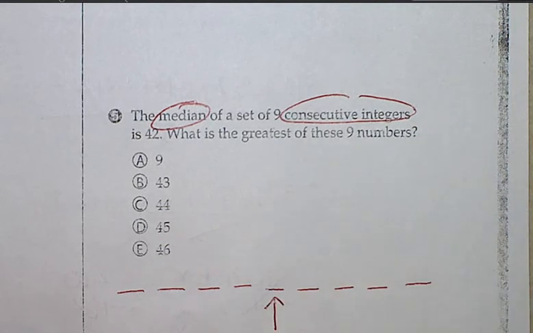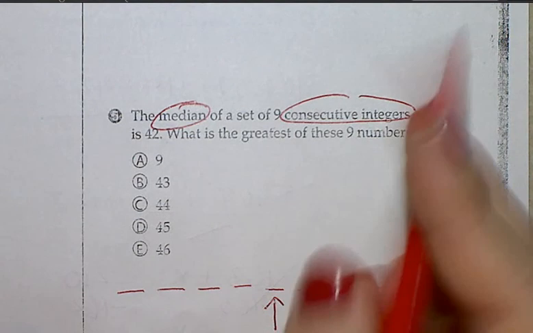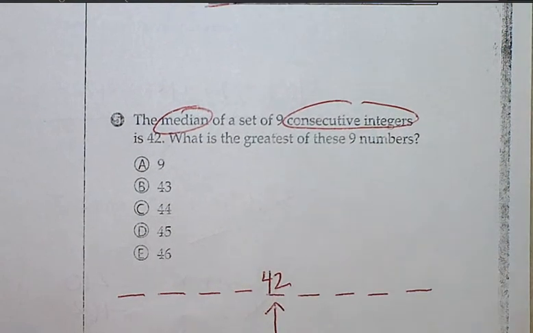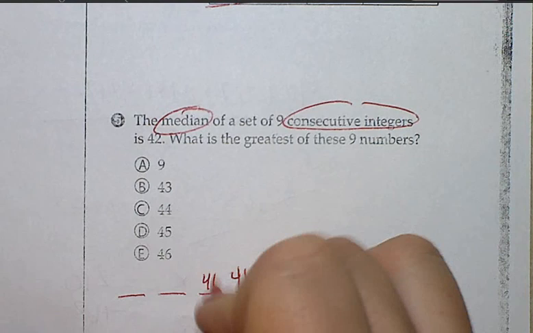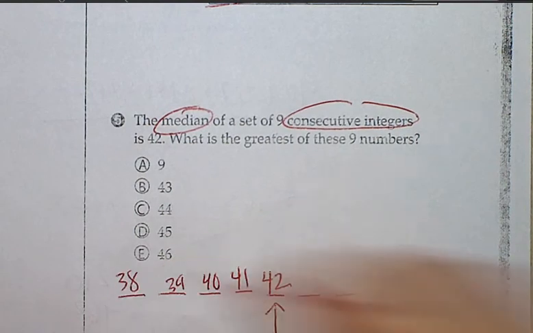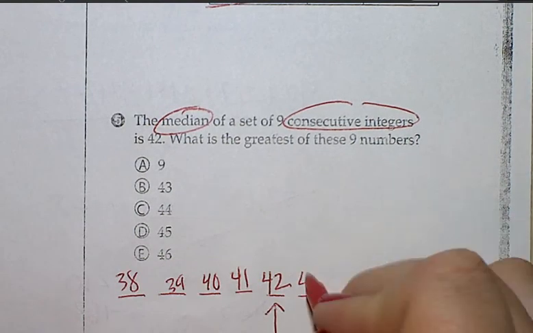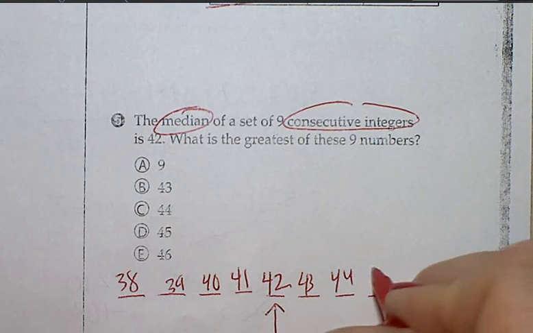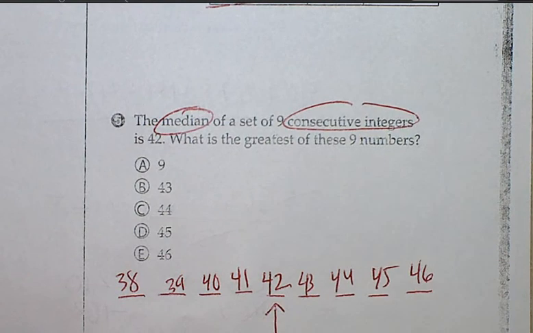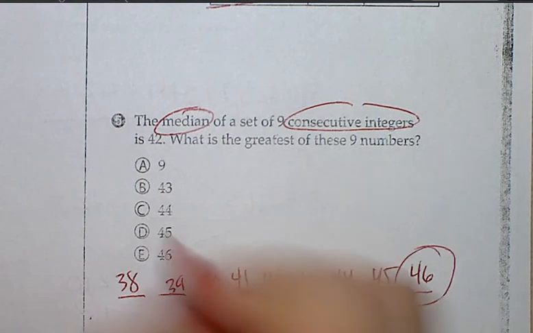Above that blank, please write the number 42. And I'm just going to real quickly jot in the other numbers that are consecutive integers to both the left and the right. Now to answer the question, what is the greatest of the 9 consecutive integers? The answer is 46.